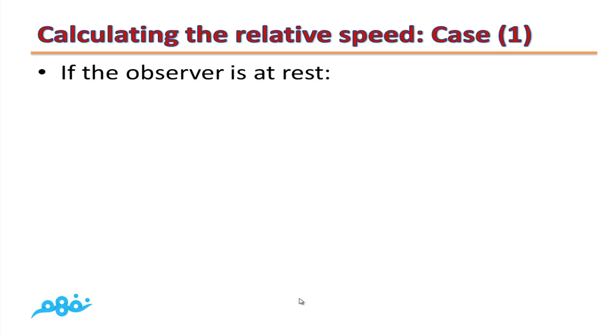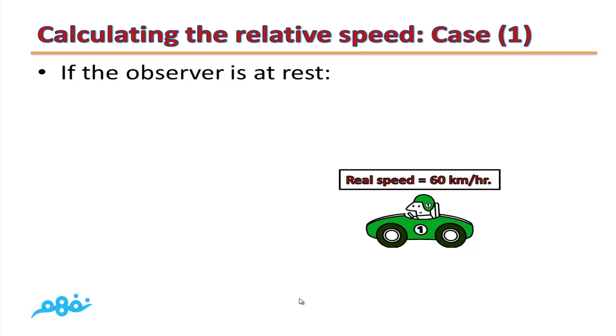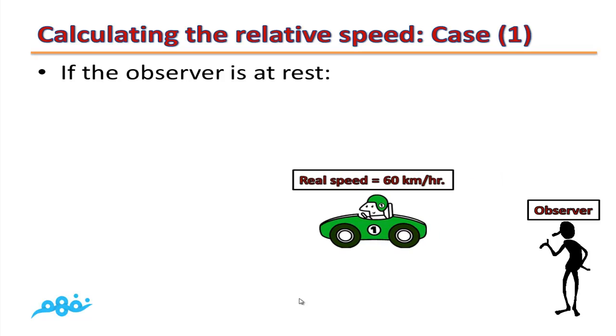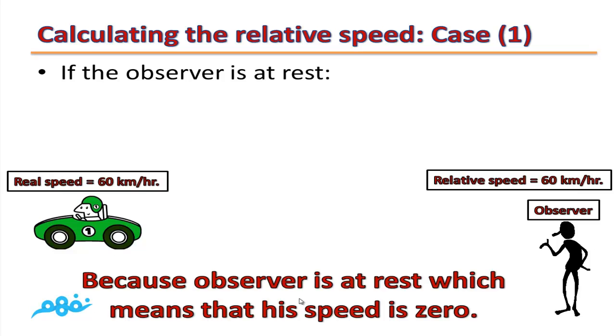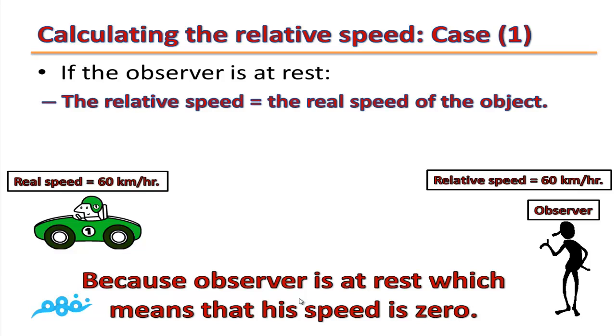If the observer is at rest, means it doesn't move. We have a car. This car is moving with a speed of 60 km per hour, and we have our observer, which is at rest. The car is moving with the speed of 60 km per hour. This is its real speed. Our observer calculated its speed relative to him. He found that its relative speed also equals 60 km per hour. This is because our observer is at rest, which means that his speed is 0, and for an observer which is at rest, the relative speed is equal to the real speed of the moving object.